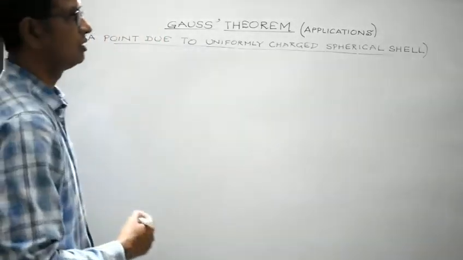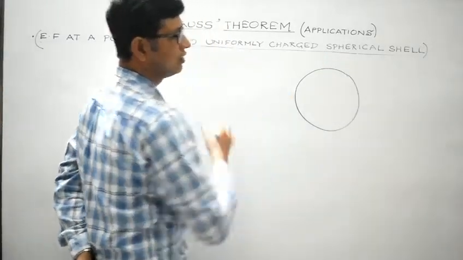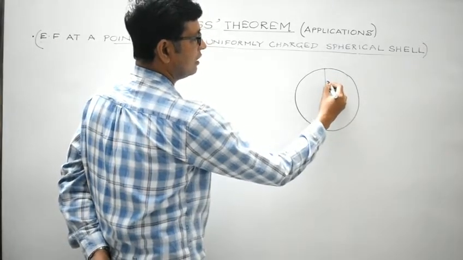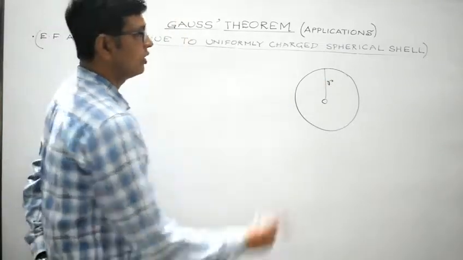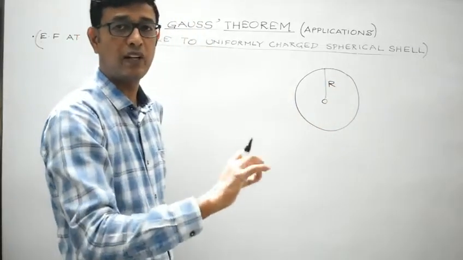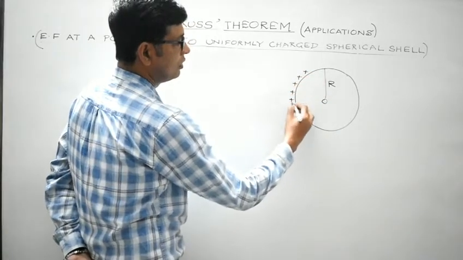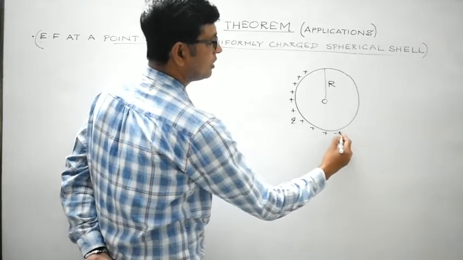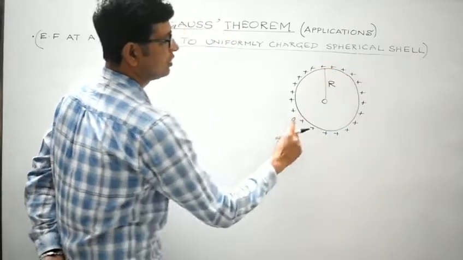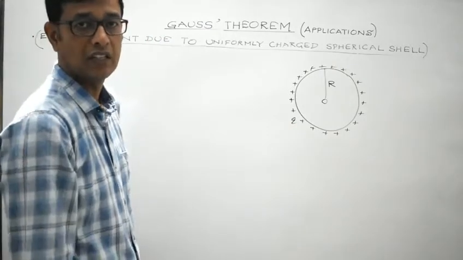For this, we will consider a shell. Shell means a hollow sphere. This is a shell. Say this is the center and radius r. Or rather, let's consider the radius of the shell to be represented by capital R, because we consider the distance of the observation point from the center as small r. So here charge plus q is uniformly distributed over its surface. This is the charge q, which is uniformly distributed over its surface. So it is a uniformly charged spherical shell.